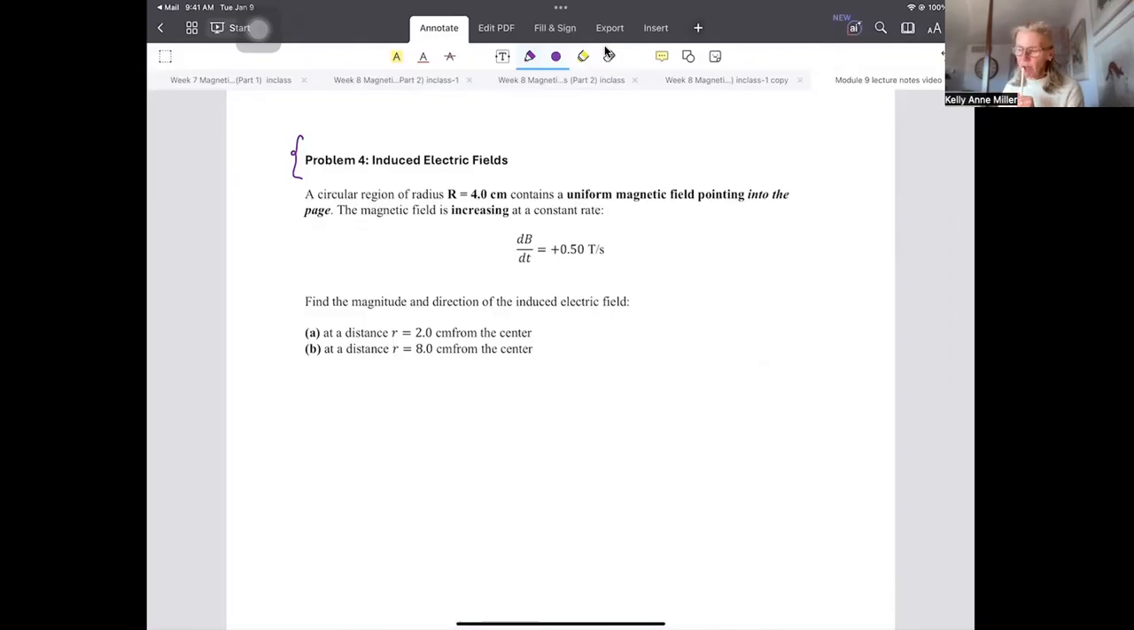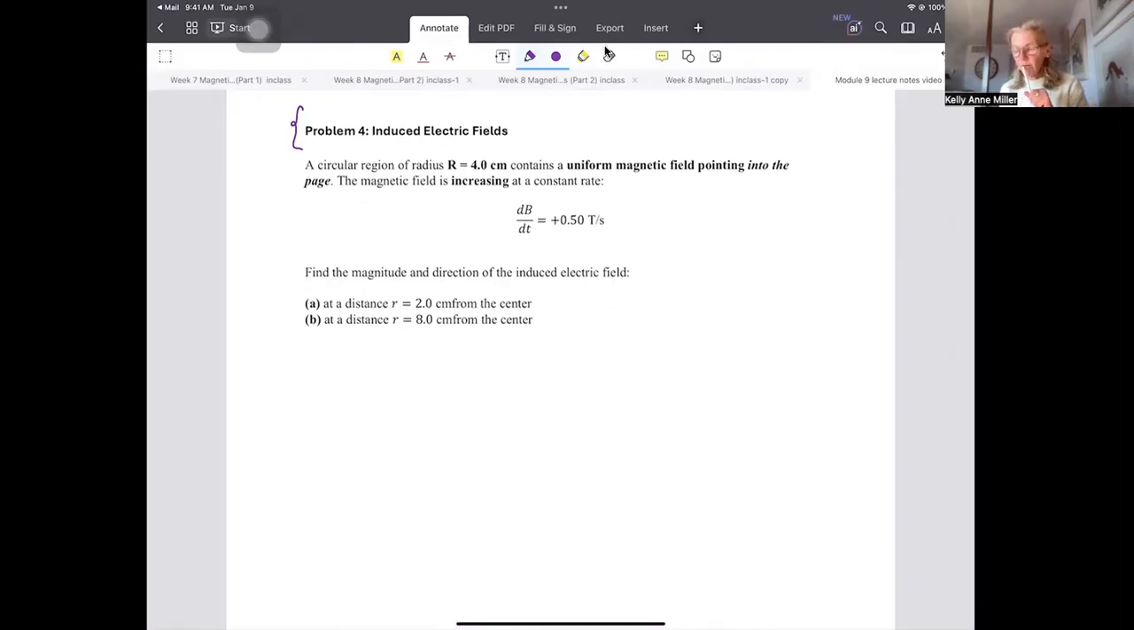Okay, so here we've got a circular region of radius 4 centimeters, and it contains a uniform magnetic field pointing into the page. And it's not a constant magnetic field. It's changing at a constant rate. It's changing 0.5 teslas every second. So what we want to know is find the magnitude and the direction of the induced electric field.